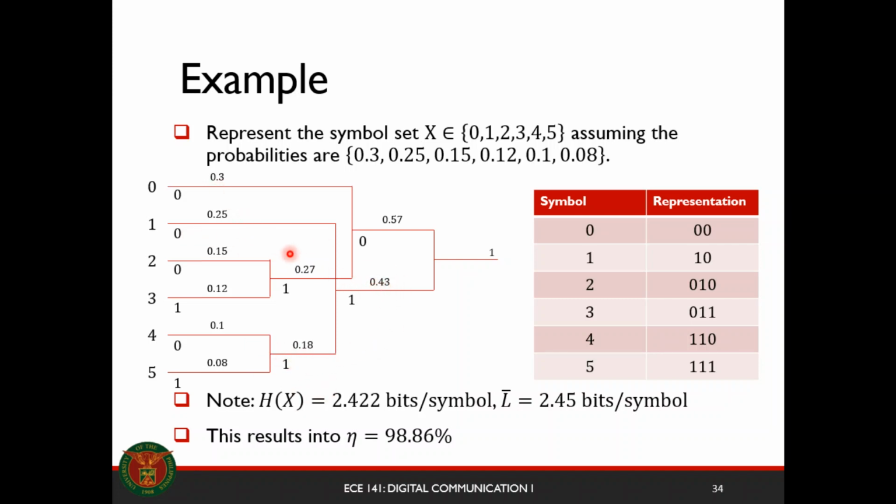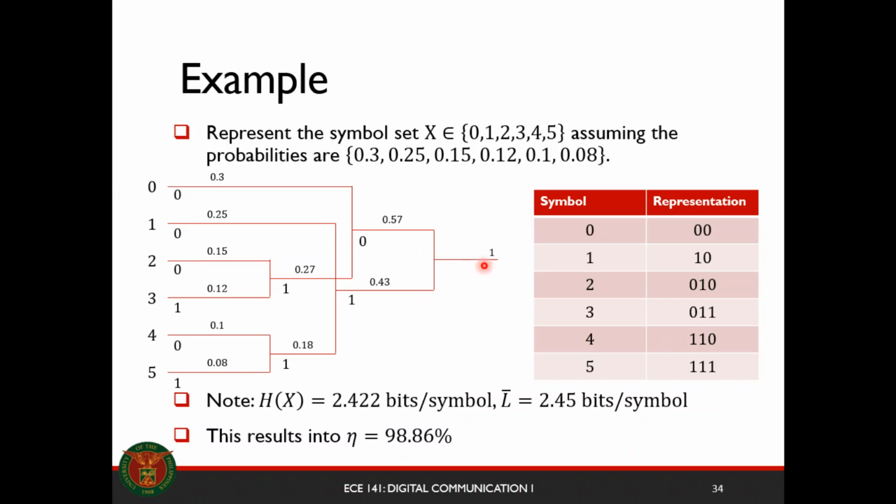You're left with this, and this. So 0.3 and 0.27 would be the two lowest probabilities. Combine them, assign a bit, 0 and 1, add them, 0.57. Now you're only left with two symbols, 0.57 and 0.43. Combine them, add them, you get to the top of your tree, and assign the bits 0 and 1. It doesn't matter, this could be 1, this could be 0. So let's arbitrarily assign 0 at the top and 1 at the bottom. Now you're done with your Huffman coding tree, and then you get the representation.